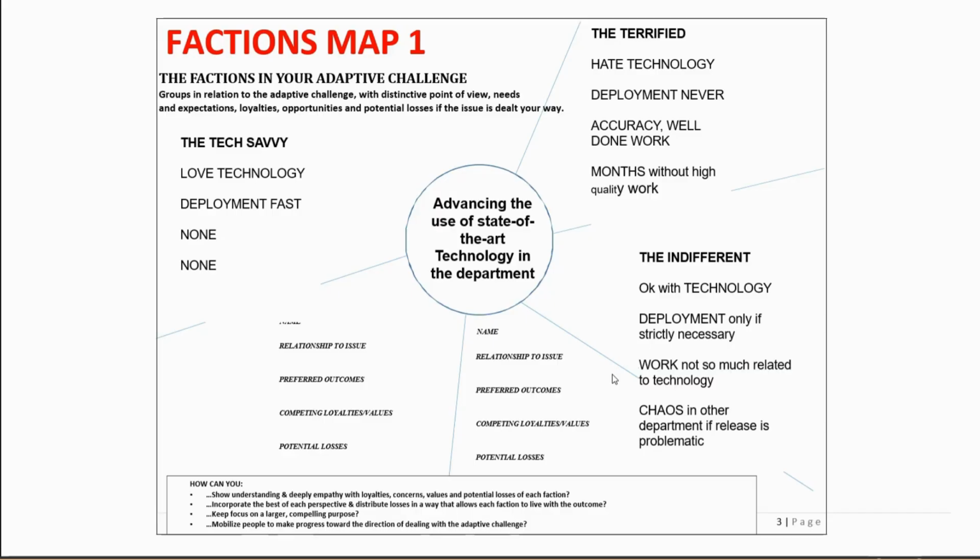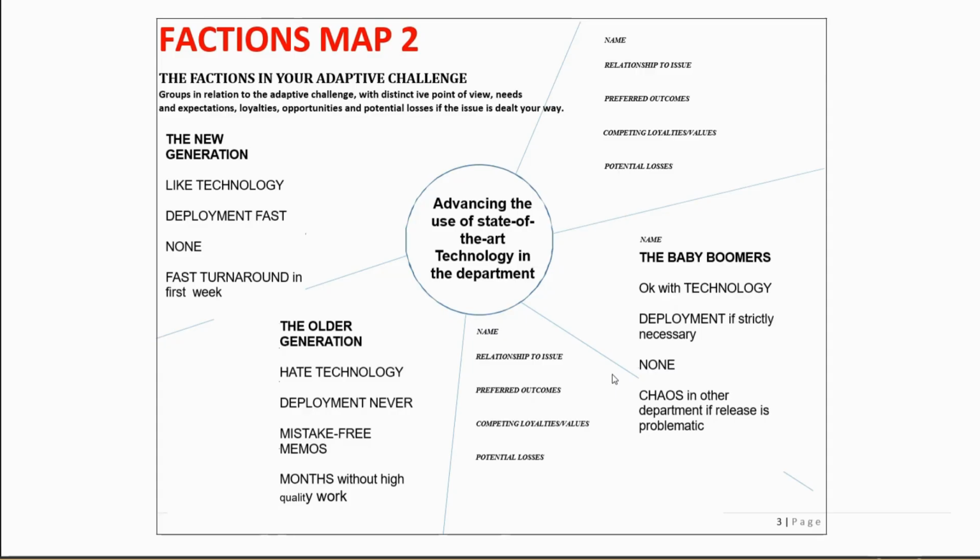So this is an example of one way to put the faction map, but you can theoretically map this in a completely different way. You can, for instance, define your challenge as advancing state-of-the-art technology, and you may think that an important dimension of faction is age. In that case, you will have three different factions: the new generation, the older generation, the baby boomers. Clearly, you're mapping those groups without trying to see which ones are really more relevant to the faction.